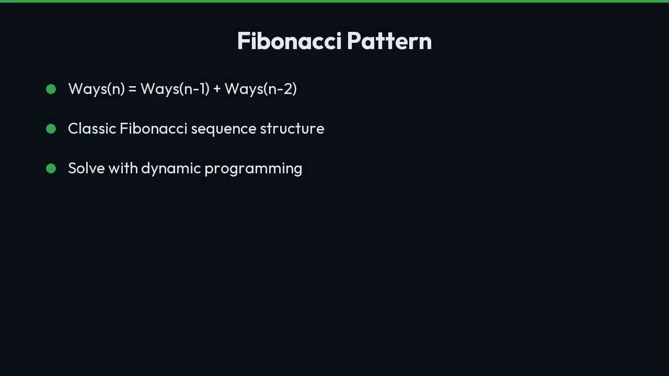To fix this, we recognize that the number of ways to reach step n is the sum of the ways to reach step n-1 and step n-2. This is the classic Fibonacci sequence pattern. We can solve this efficiently using dynamic programming with constant space.